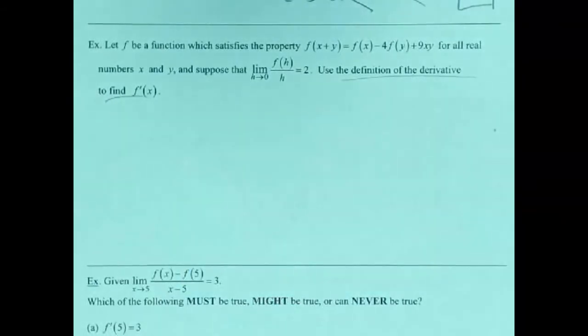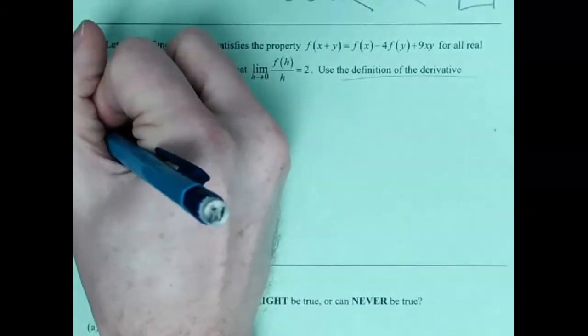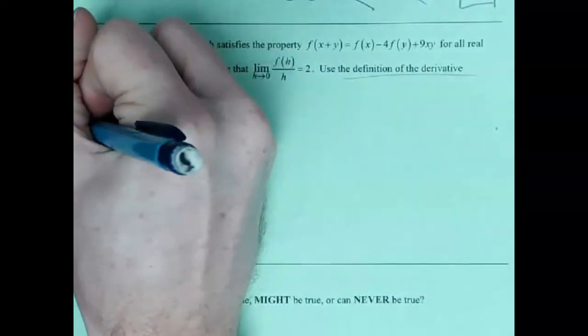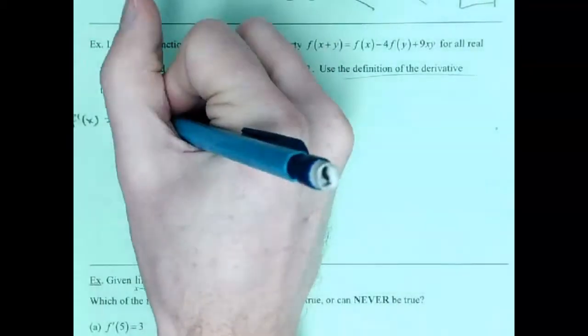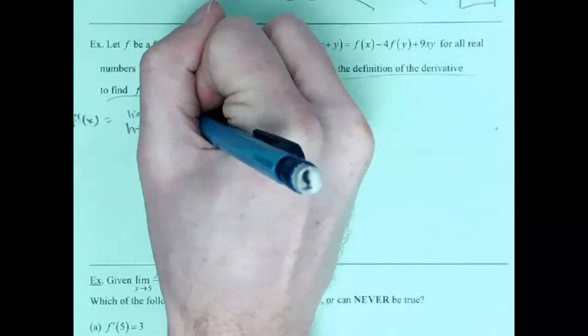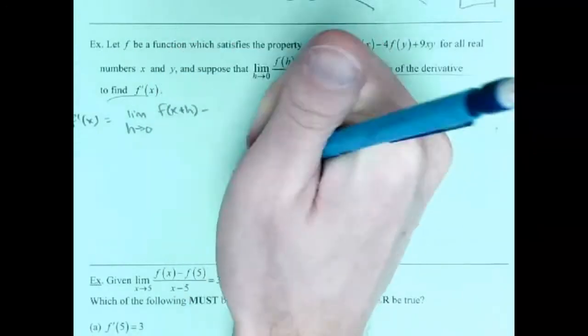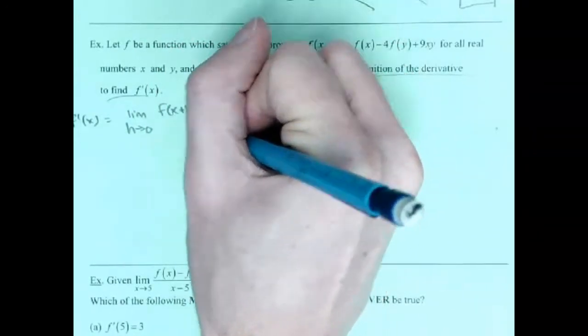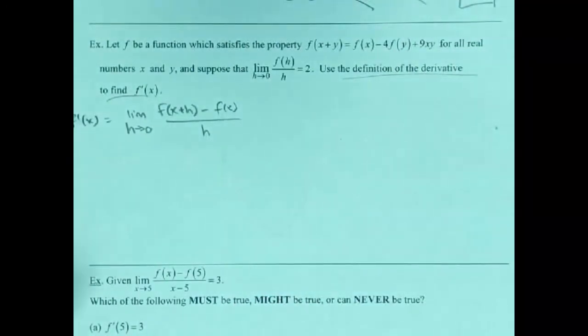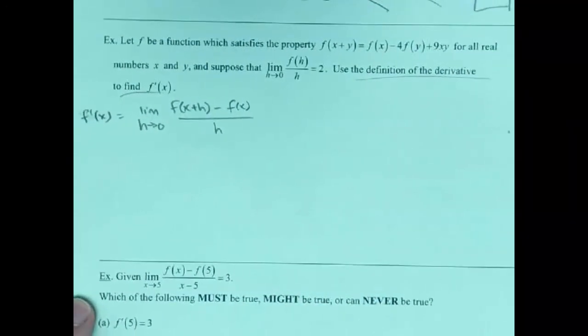So I know that limit definition. Let's go for it again. I guess I should write f prime of x is equal to the limit as h is approaching 0 of f of x plus h minus f of x over h. That is your limit definition, and it's telling you straight up to start with that definition. So let's see if we can somehow connect the dots, and let's see if we can get an answer.